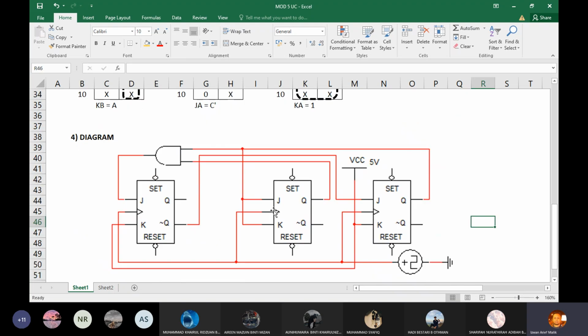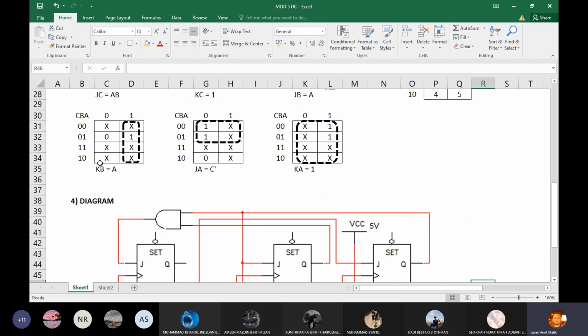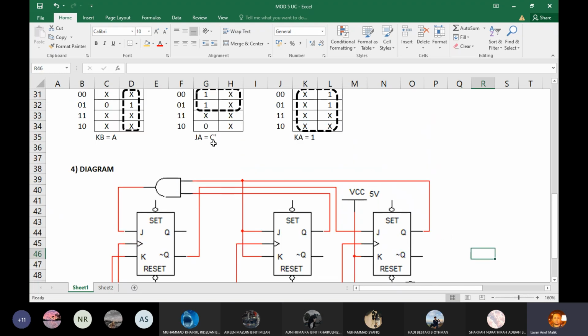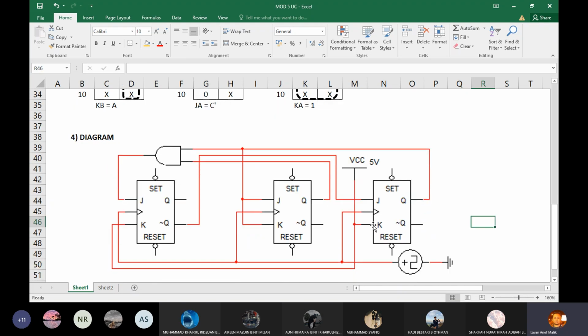JB is A, so this is JB, saya tarik masuk daripada output QA. So tarik daripada QA ni terus masuk ke JB. KB is A as well, tarik terus ke bawah masuk ke KB. So ini adalah A, ini adalah A, ini adalah AB, ini adalah 1. Yang ini JA adalah C bar. So daripada C ambil daripada Q masuk direct ke JA. KA is 1 as well. So KA connectkan kepada VCC.